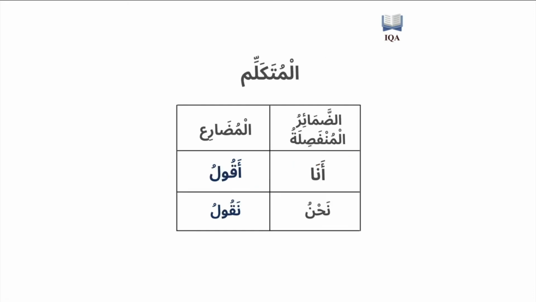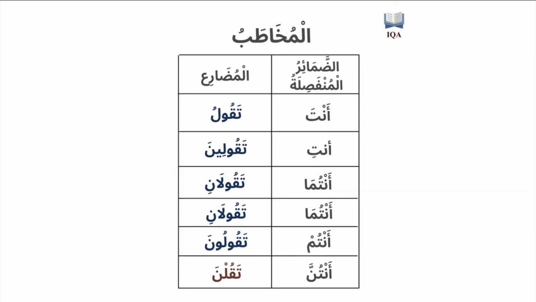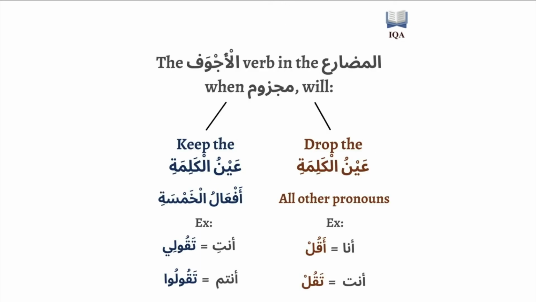If it's not majzoom, it's going to follow this rule right here. It's going to drop the ayn kalima in antunna and hunna, and it's going to keep the ayn kalima in all the other pronouns. And if it is majzoom in the mudara', then it's going to follow this other scenario here, which is going to drop the ayn kalima in all the other pronouns except for af'al al-khamsa, where it's going to keep the ayn kalima, but it's going to drop the thubut al-noon.